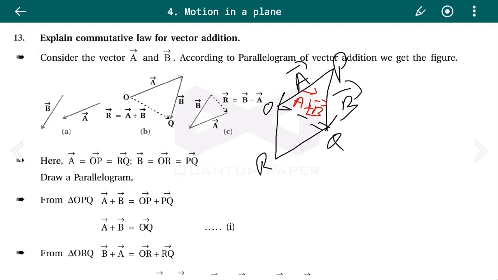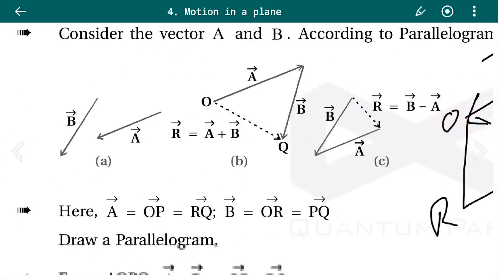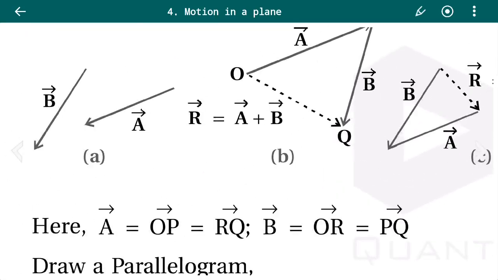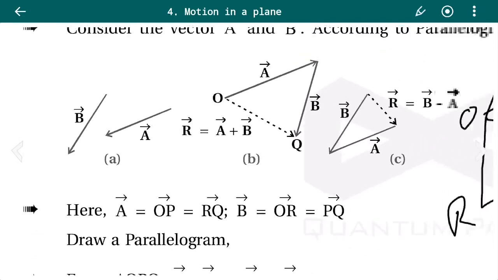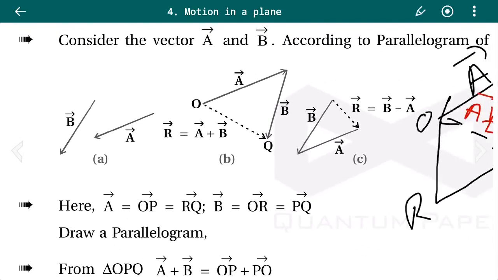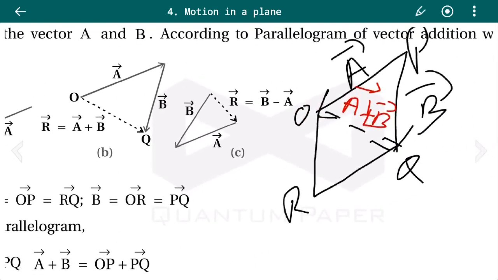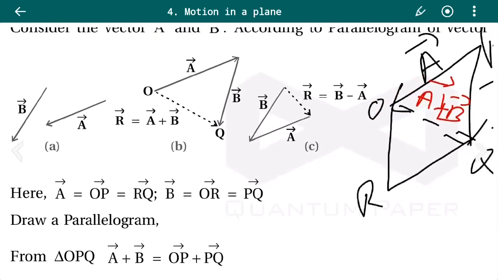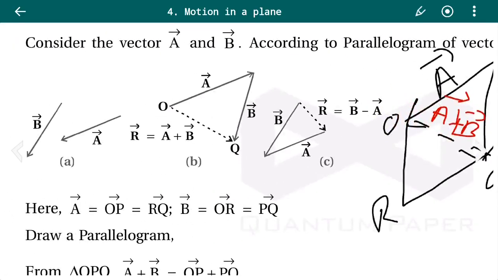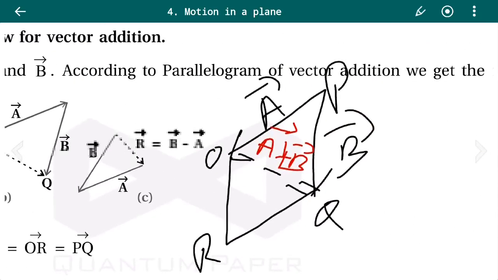Here consider the vector A and vector B. According to the parallelogram law of vector addition we get the figure. So as you can see over here, we have vector A and vector B. Using these two vectors, we will draw the parallelogram, taking vector B without changing its magnitude and direction, and vector A without changing its magnitude and direction.